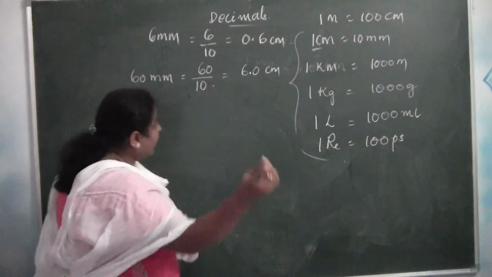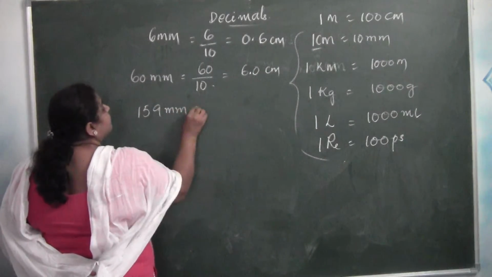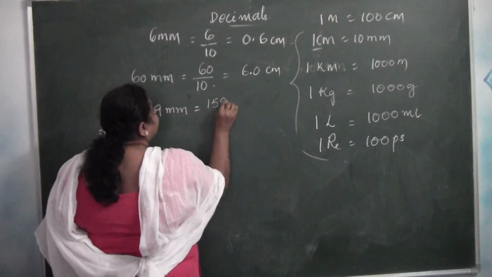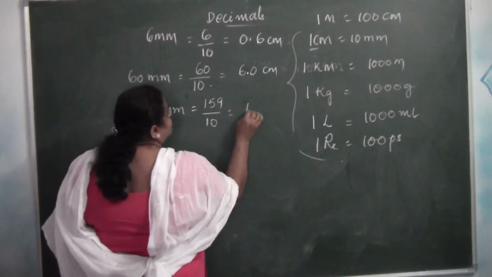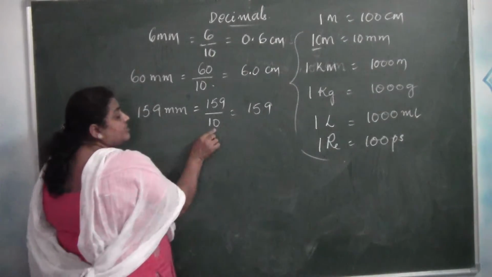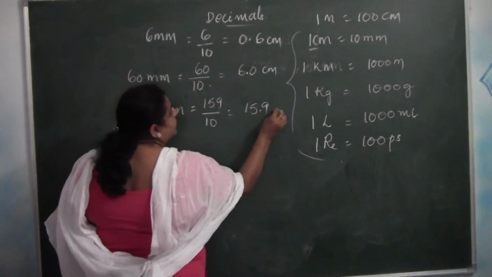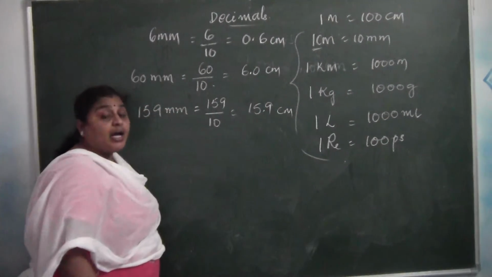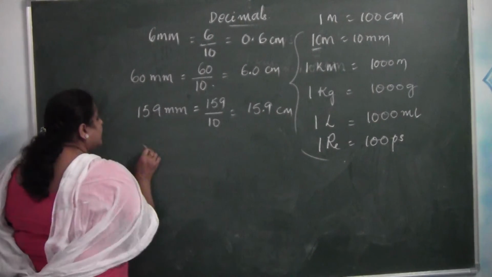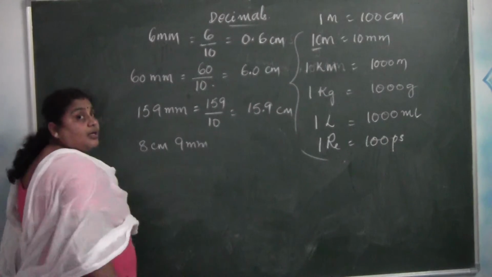Right? Next, 159 millimeters. So 159 millimeters, how do we express? 159 by 10. So 159, you are writing as it is. Now 1 zero we have, counting from the last, 1 point. That is 15.9 centimeters.